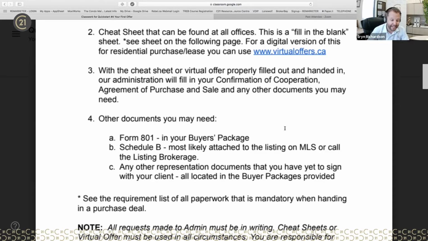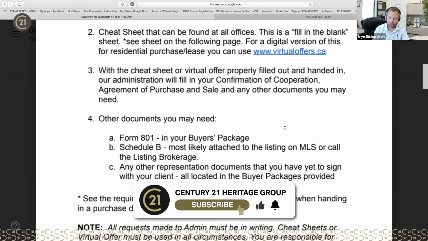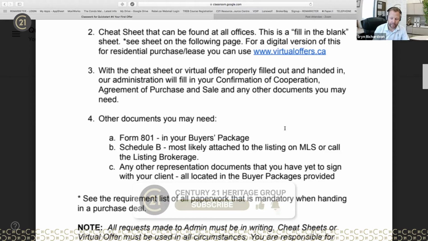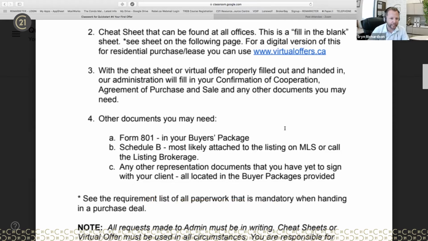Schedule B is typically attached to the listing in your MLS. Or call the listing brokerage or the agent and just say, can you send me over Schedule B? If they don't have Schedule B, don't worry, they may not. That's okay, right? That just means they don't have to put a clause in there that states the deposit's either getting interest or not getting interest. So if it's not bearing interest, they don't have to disclose that. That's why sometimes brokerages will not have a Schedule B.